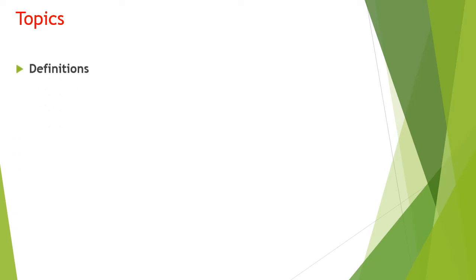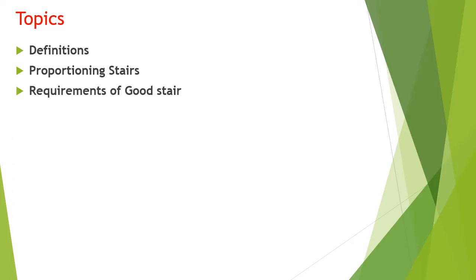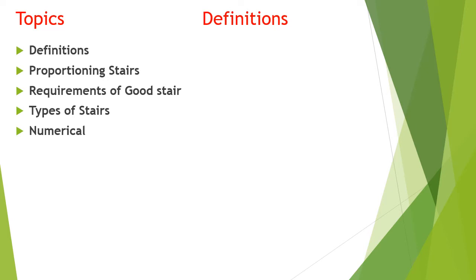Topics. Definitions. See, proportioning of the stairs, elevation and section, requirement of a good stair, type of stair, handrail, newel, baluster. The definition of the stairs is as follows: string, nosing.